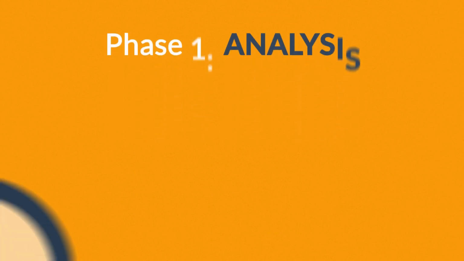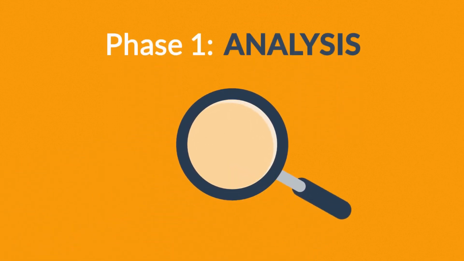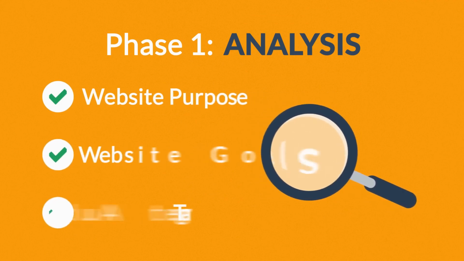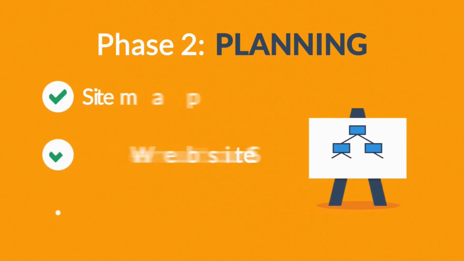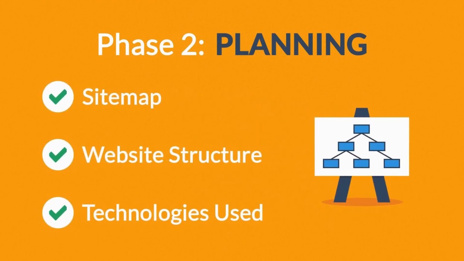Analysis. The first step is always about information gathering, identifying things like the website purpose, goals, and target audience. Phase 2. Planning. A plan includes a definition of the sitemap, structure, and technologies that we're about to use.